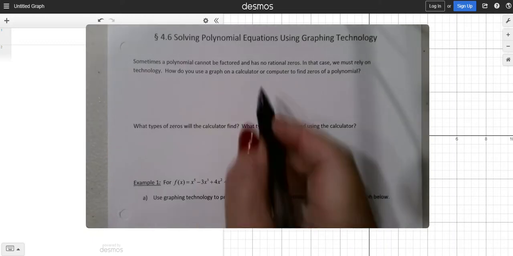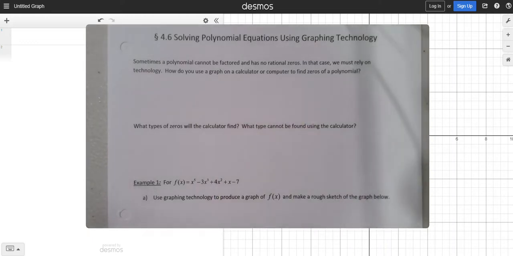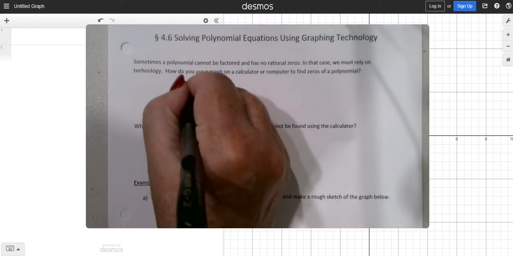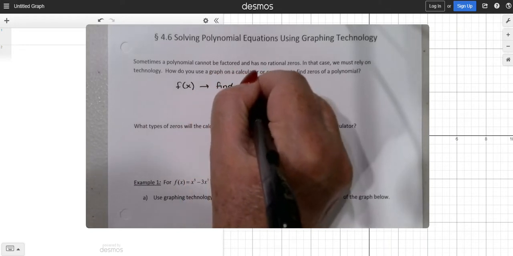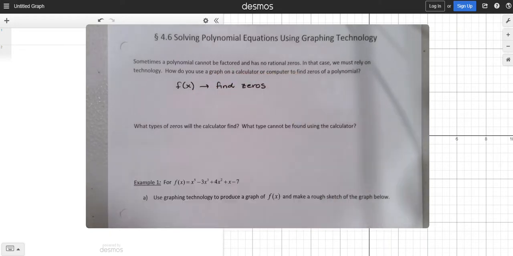Now, how are we going to use a graph on a calculator, or Desmos on the computer, to find the zeros of our polynomial? Just like we did with the quadratics, my suggestion is that we start by taking whatever equation we have and making sure that it's equal to 0. So if we're just asked to find the zeros of a polynomial, we can simply graph it and locate the x-intercepts.